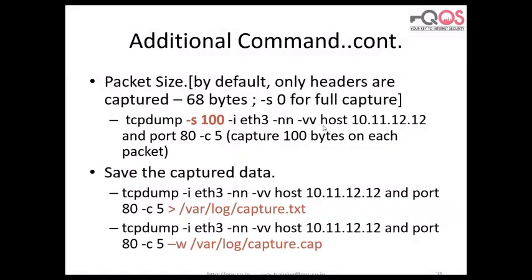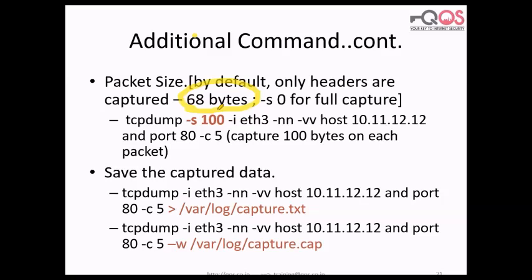Some more additional commands. By default, when you run tcpdump, this is very, very important: you only get 68 bytes captured. Primarily, these 68 bytes are the header bytes, so you do not know what is inside the data portion of the packet. Okay, by default, this is the setting.